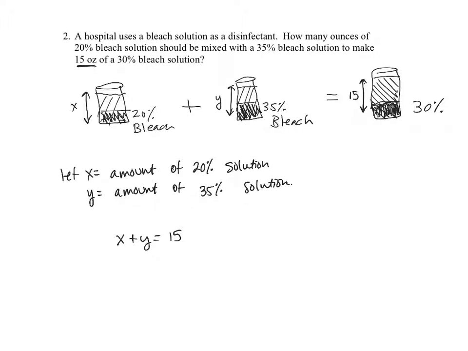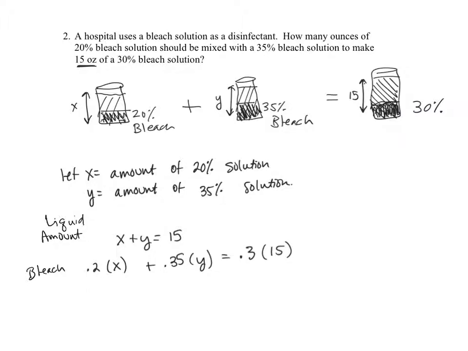But you put those two things together, and you have your new total, which is our desired mix. All right, so now let's do an equation that just is talking about bleach. So 20% of our first one, that's of X, plus 35% of our second one, that's our Y, is going to be equal to a new mixture of bleach, which is 30% of our total, which is 15. So our first equation was just total liquid, and our second equation is just talking about bleach.